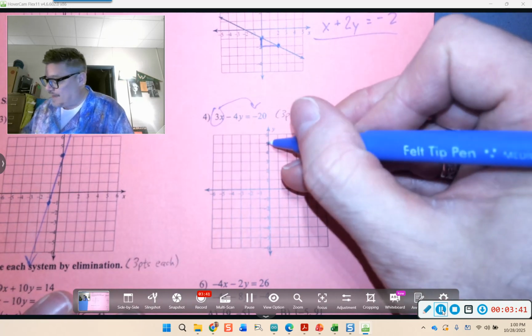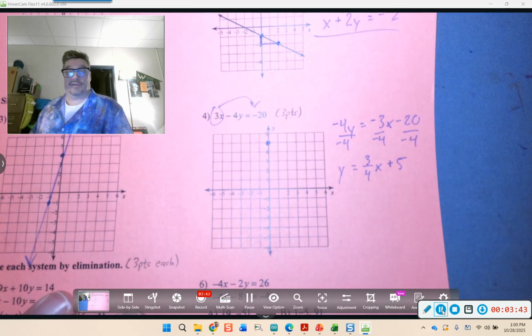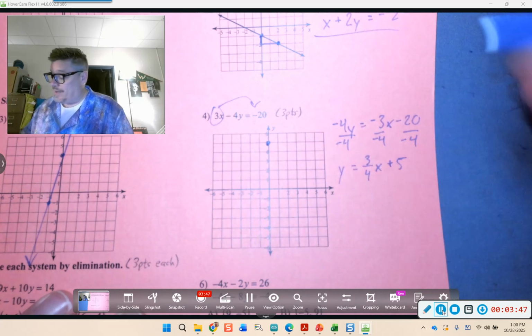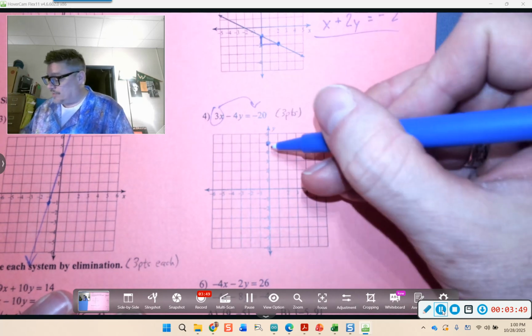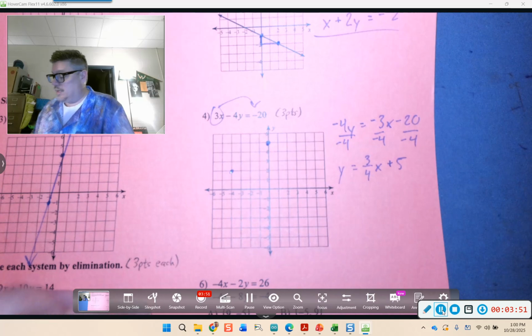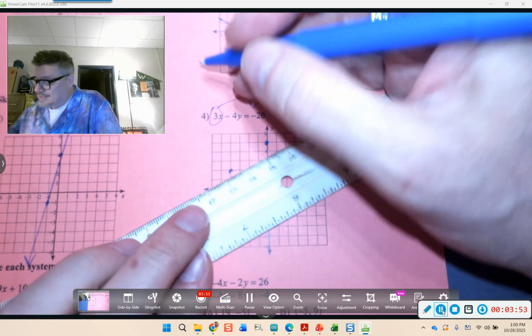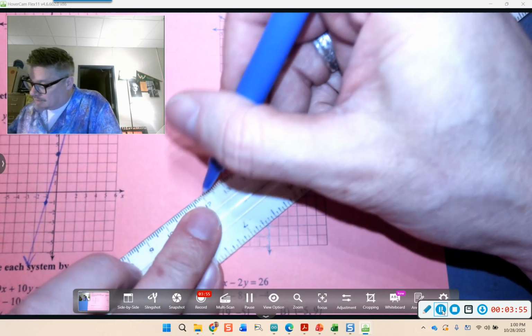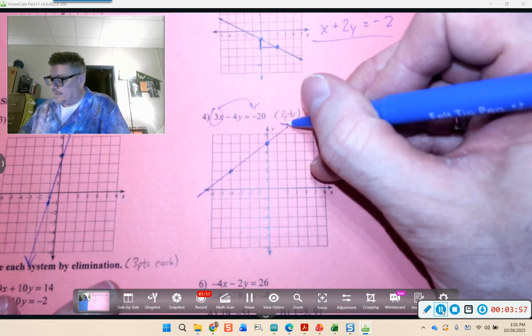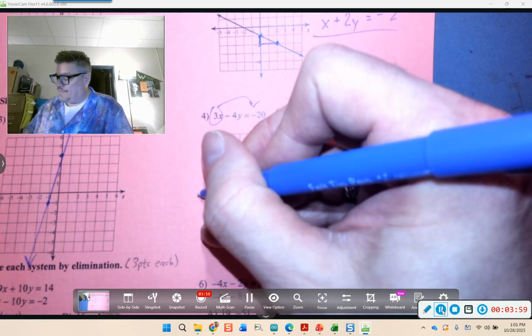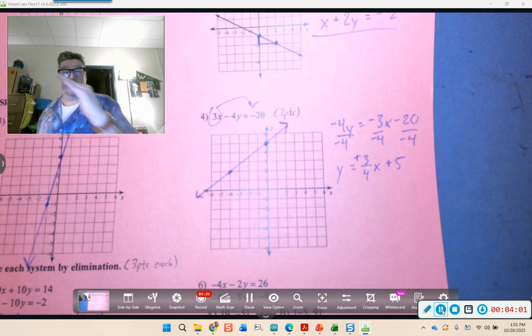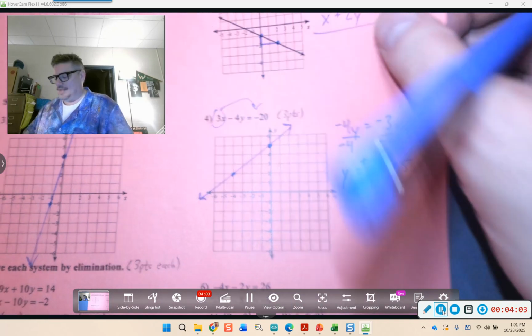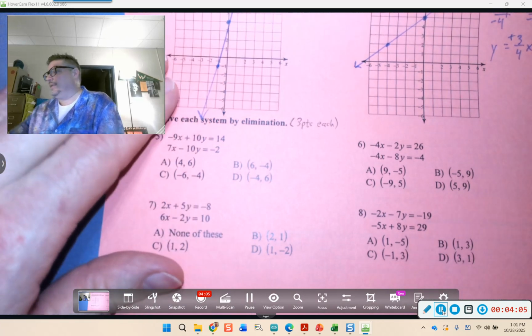I go to positive 5. But this guy has a slope of 3 over 4, which means I'm going to have to go to the left. And instead of going up like I should, I need to go down. So I'm going to go down 3 and then over 4. Now just keep in mind this is a positive slope, and that's exactly what I have. That's a positive 3 over 4, so your slope better be positive, should be increasing. Okay, that's that. Now we've got some elimination problems.